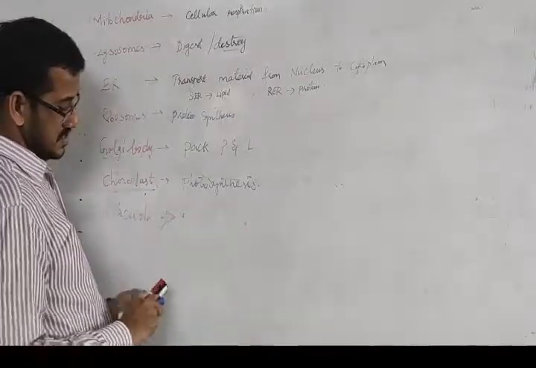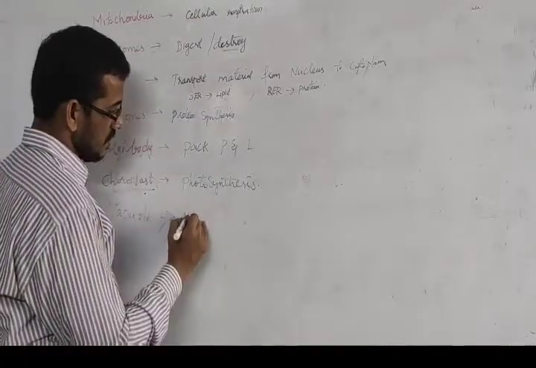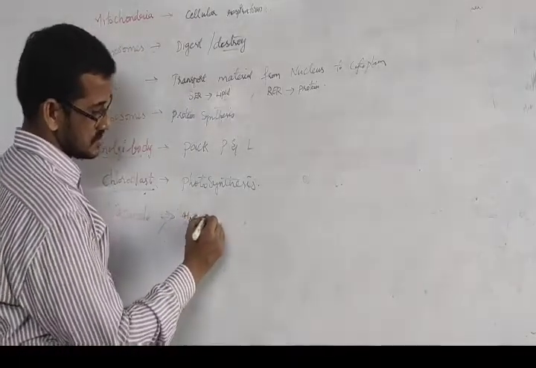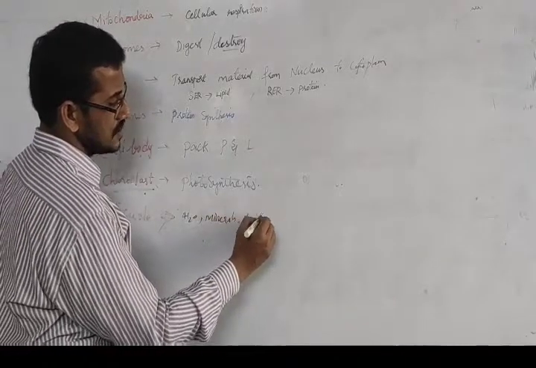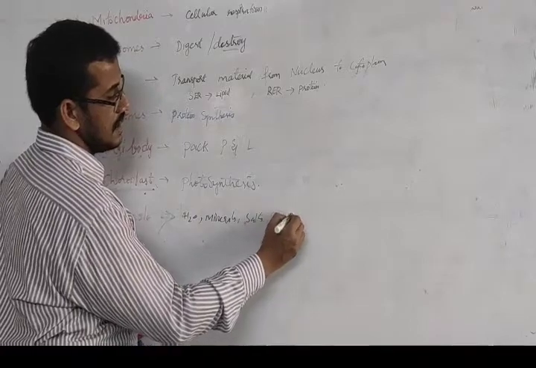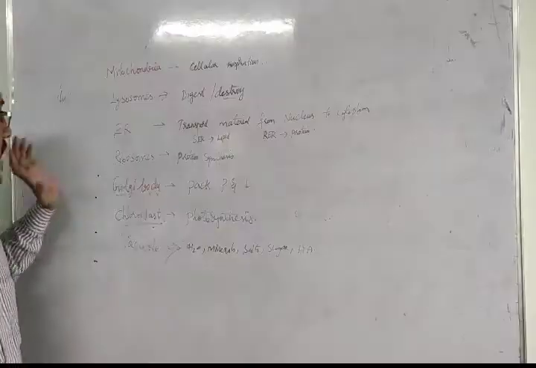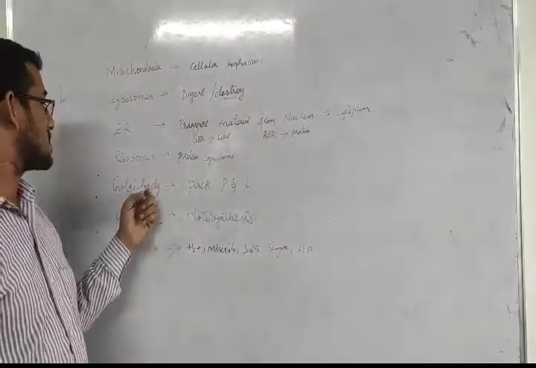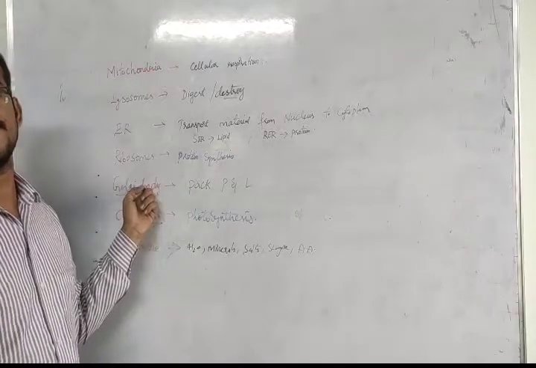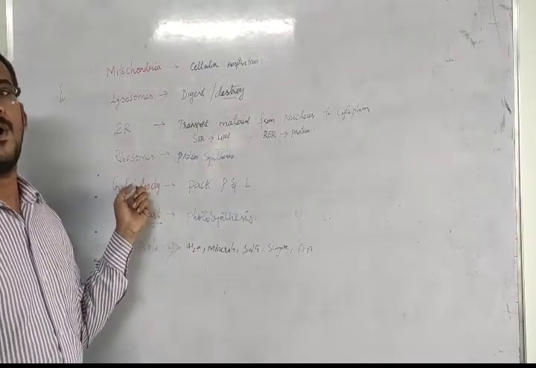Vacuoles. The main purpose of vacuole is to store food substances. Okay, they store water. They store some minerals, salts, sugars, and amino acids. Understood? And who discovered this Golgi body or Golgi apparatus? This is discovered by Camillo Golgi. Who discovered Golgi body? It is discovered by Camillo Golgi.